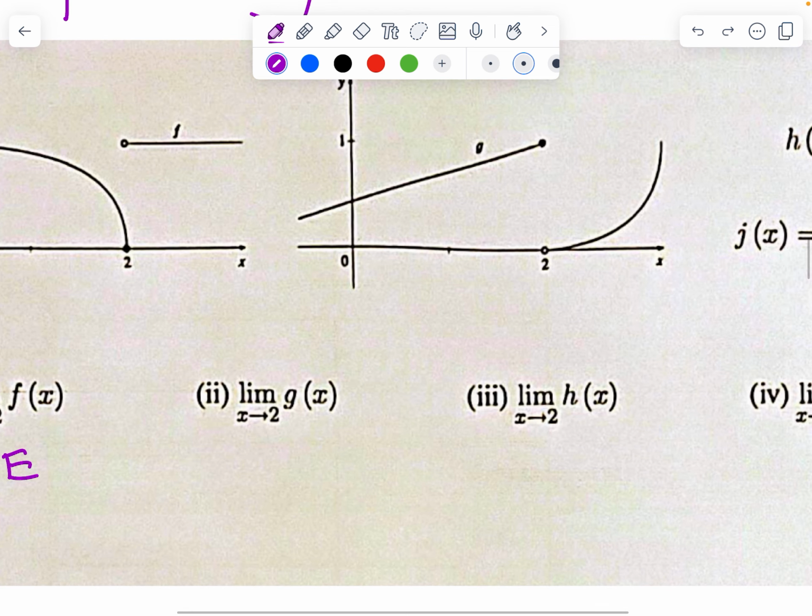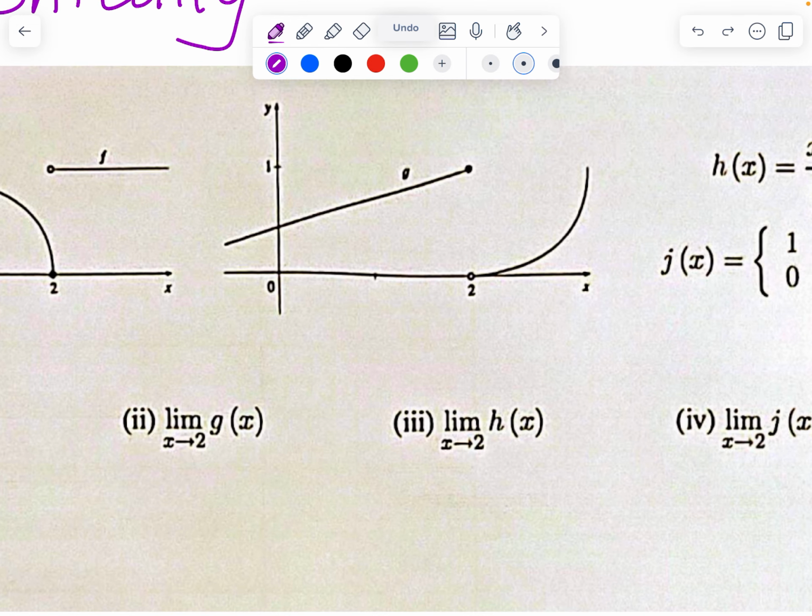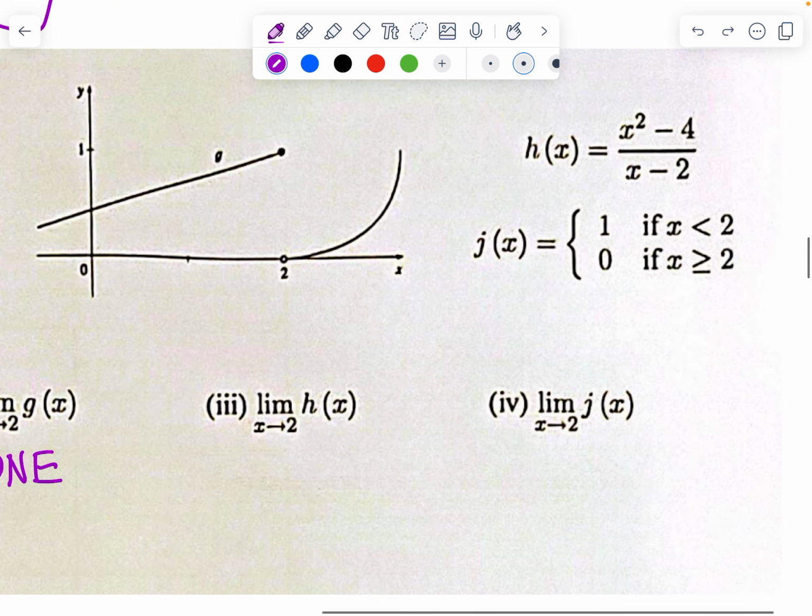Let's look at another one. We have the limit of g of x, so here on this graph. And it says as x approaches 2 again, there are 2 points here, so it does not exist. Because approaching from the left, we get 1. Approaching from the right, we get 0. That's 2 different values.